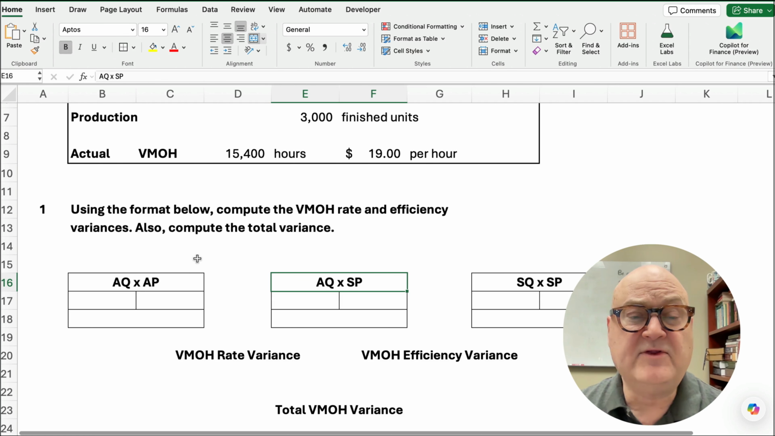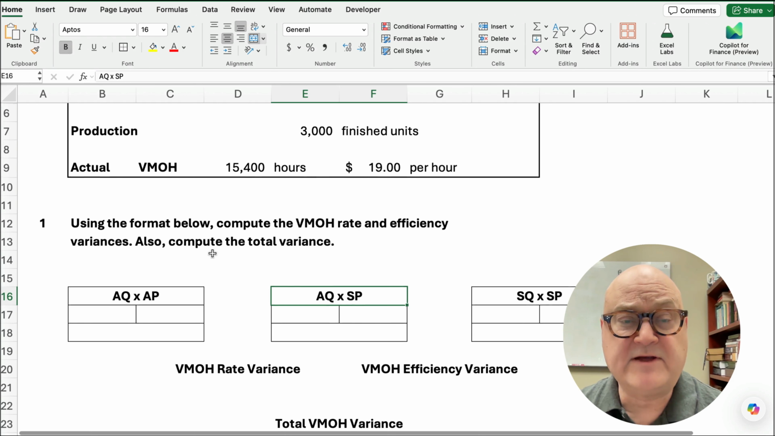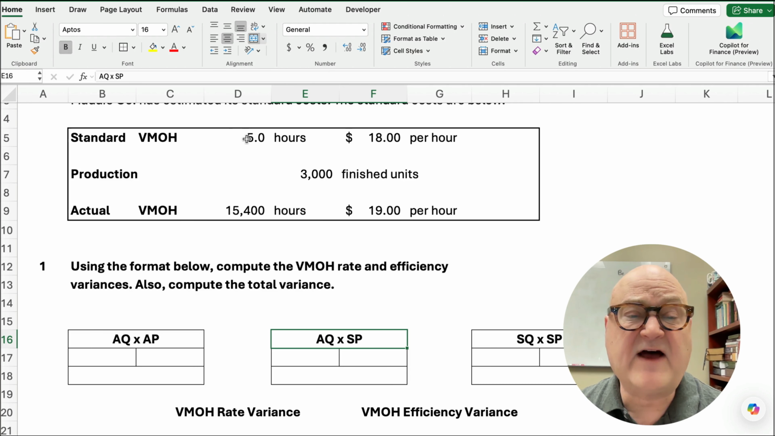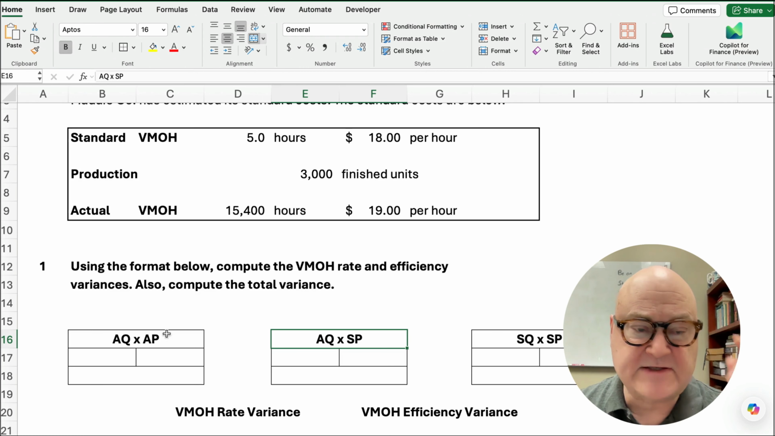All right, so let's do the total variable MOH variance. All right, so to make one, it takes 5 hours, but to make 3,000, it would take 5 times 3, or 15,000 hours would be our standard.